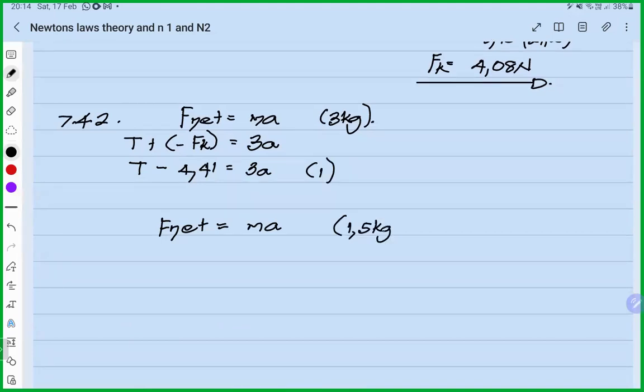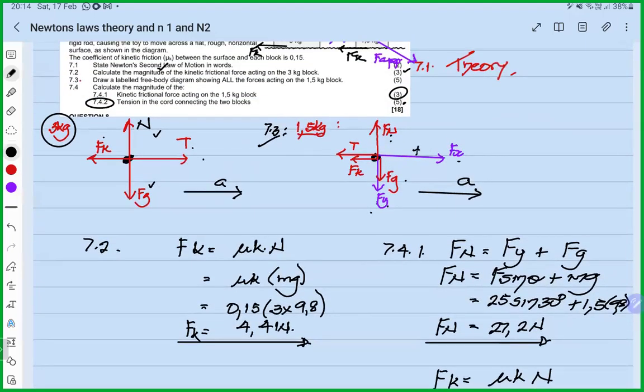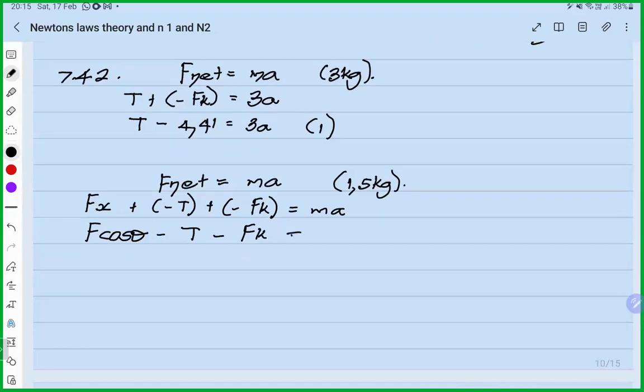Now the 1.5 kilogram is a little bit more intense because you've got an Fx, which is the positive force. And to that, you're going to add these two negative forces here. So it's Fx plus minus T plus minus Fk equals Ma. Your Fx is F cos theta, minus the tension, minus the kinetic friction, equals Ma.